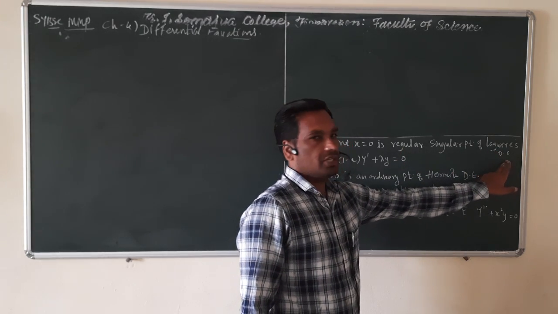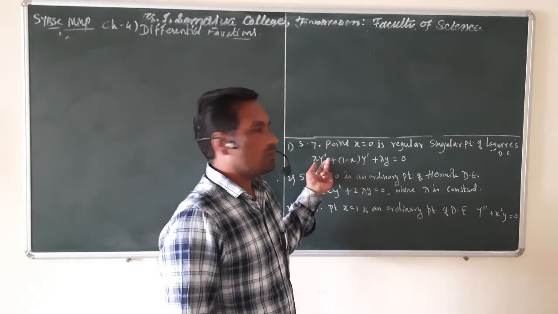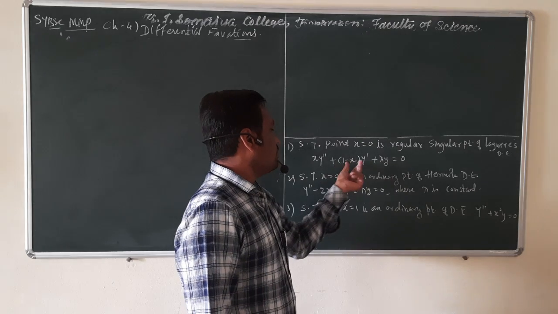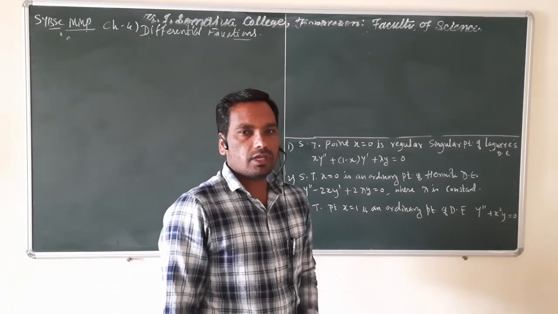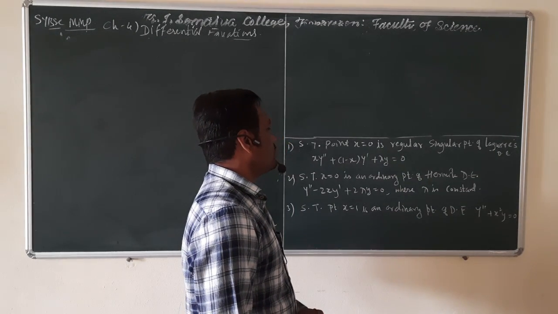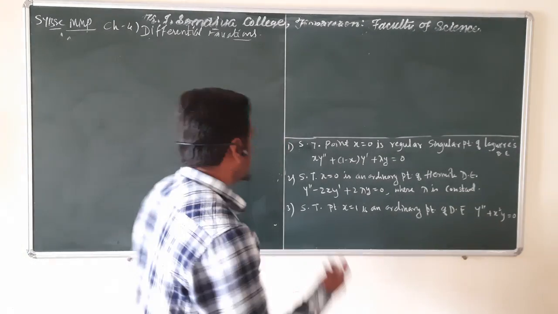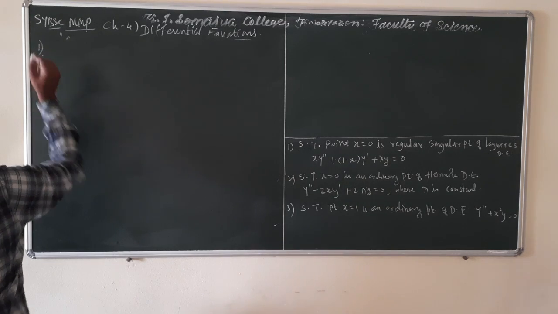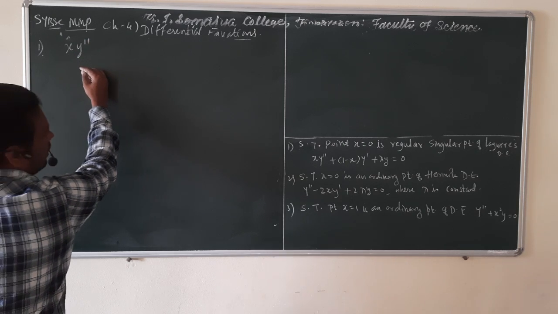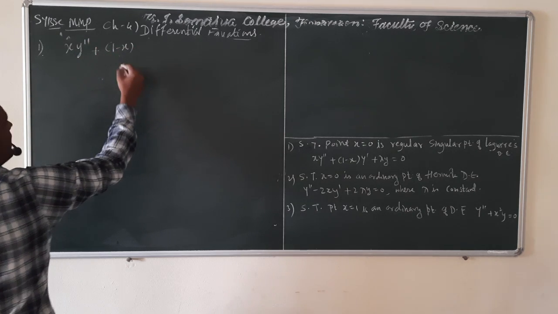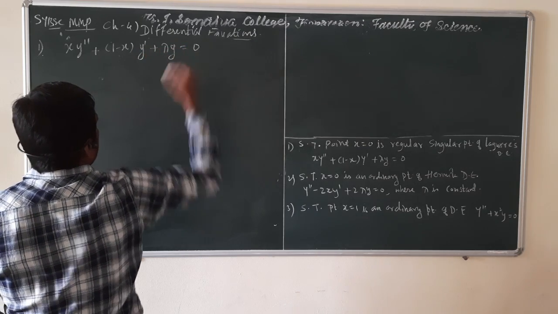of Laguerre's differential equation, which is given by x y double dash, that is, d2y by dx square plus (1 minus x) into y dash plus lambda into y is equal to 0. So we have to show that x is equal to 0 is a regular singular point of the given Laguerre differential equation. Solution: first of all, write the given differential equation, which is x y double dash plus (1 minus x) into y dash plus lambda into y is equal to 0.